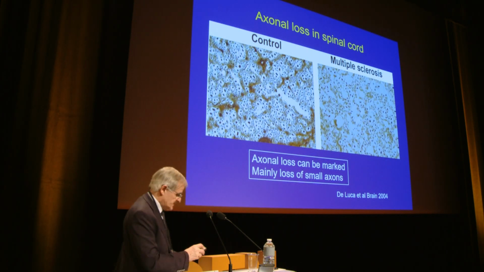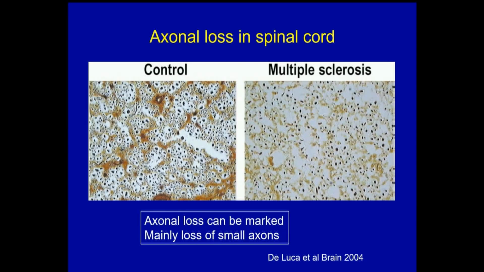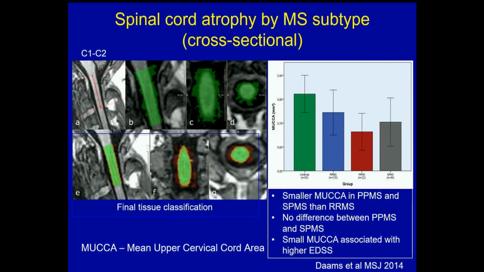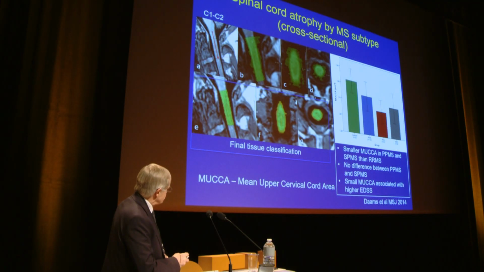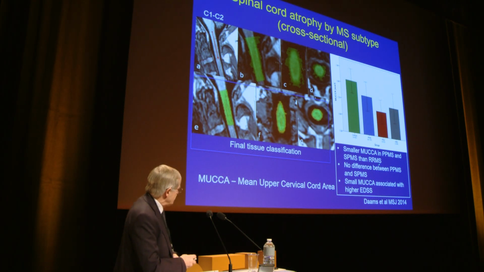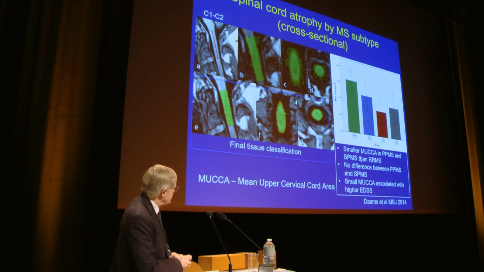And also there can be extensive axonal loss in the spinal cord, particularly in progressive MS, both in lesions and also in the normal appearing fibre tracts. So spinal cord atrophy has been studied extensively over the last 20 years, and I just highlight one example from the fairly recent literature from Frederik Barkhof's group, a very large cohort study, which showed that there is significantly more upper spinal cord atrophy in primary and secondary progressive MS than relapsing remitting MS.